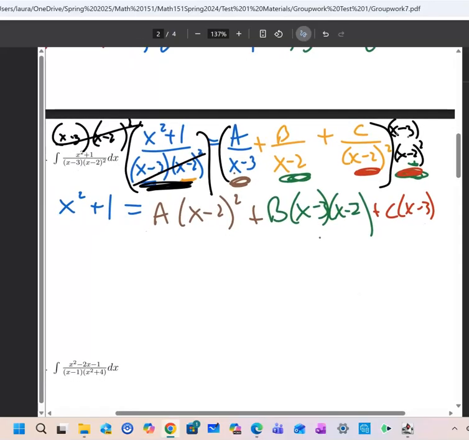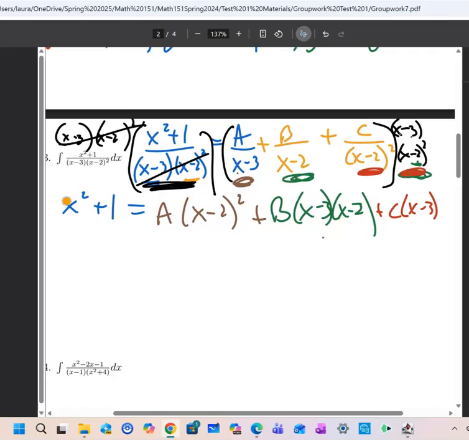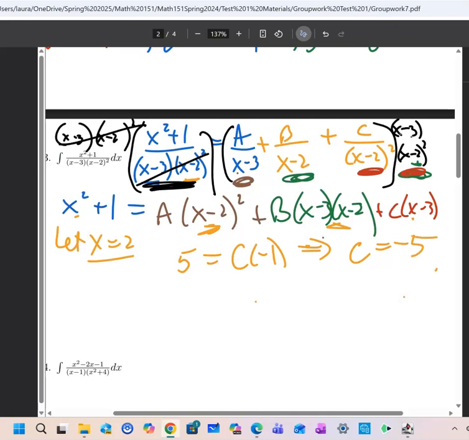All right, now I'm ready to plug in some wise numbers. Let's let x equal 2. If x is 2, that's gone and that's gone, right? So putting 2 on the left-hand side, I get 5 equals, put in 2, I get negative 1 times C. So C is negative 5. Got one number. Now two others to go.